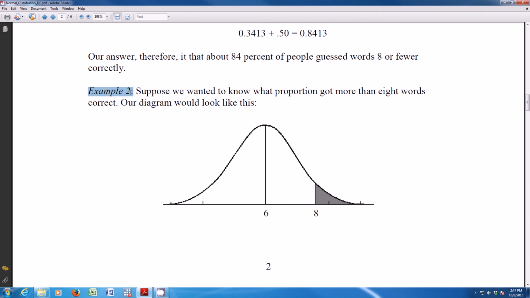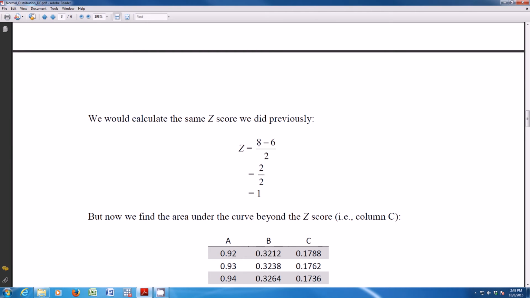Okay, in our second example, suppose we wanted to know what proportion of people got over 8 words correct. That would be this area. So we're trying to figure out the area beyond the z-score this time. We're going to approach this question the same way. We're going to take 8 and turn it into a z-score by subtracting the mean, 6, and dividing by 2, the standard deviation. Again, that gives us a z-score of 1.